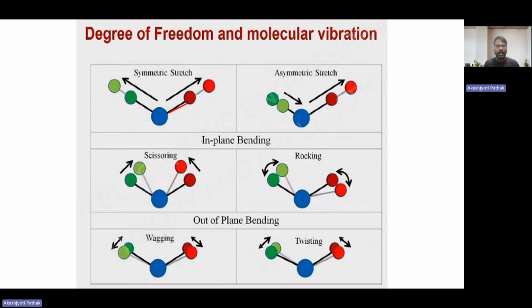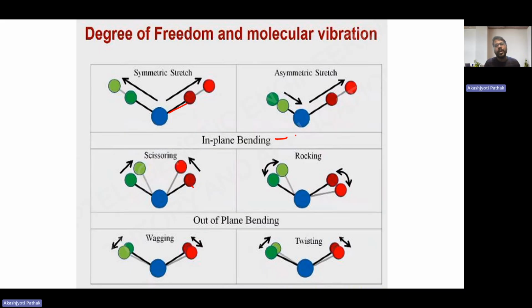Now there can be bending. So bending can be scissoring. Bending will basically result in change in the bond angle. The molecular vibrations which result in change in the bond angle are called the bending modes of vibrational motions, and the molecular vibrations which result in changes in the bond length are called the stretching modes of vibration. So in plane bending, there can be scissoring, meaning the angle that is present is vibrating along in this fashion.